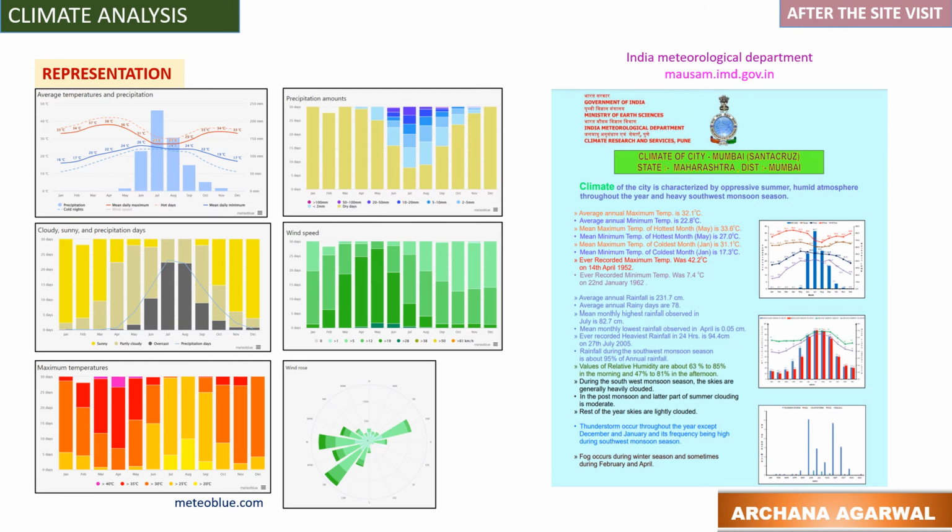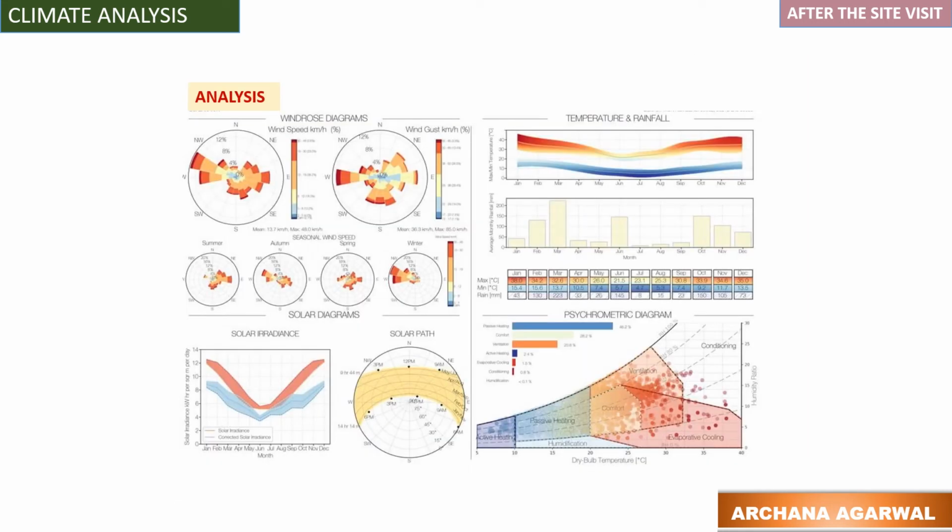Climate data is available on the internet. India Meteorological Department's website and other websites like meteorblue.com provide data related to temperature, wind, rainfall, and humidity. Climate analysis includes solar paths, irradiance, cloud cover, wind rose speed plus gust, temperature, rainfall, psychrometric analysis for comfort design strategies.